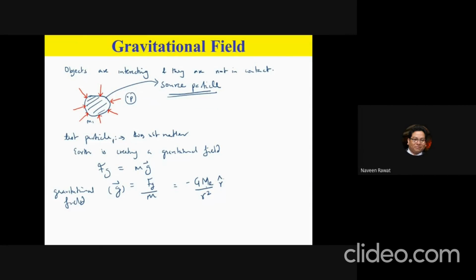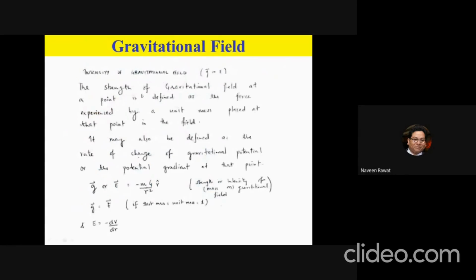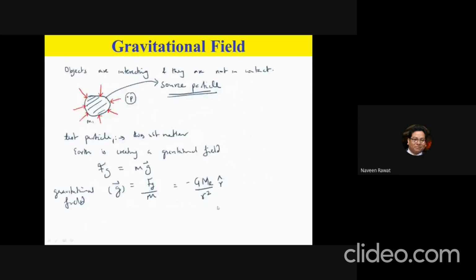And you can think of it in other terms. I can write it like this: a gravitational field at a point is defined as the force experienced by a unit mass placed at that point in the field. Because you can see this expression here: you have F_g, and we write it as G times m times M_e by r squared, and we have the position vector here. So if I consider m to be of unit mass, what will I get?